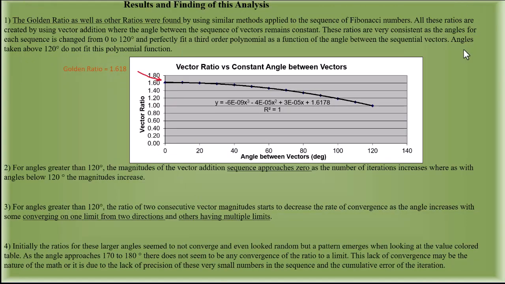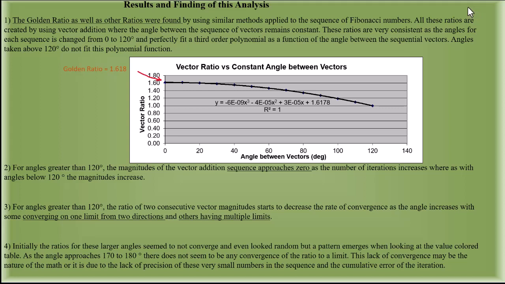Okay, in conclusion, I think the biggest interesting point here is that the ratios fit a third order polynomial. They decrease and they fit a third order polynomial up to 120 degrees. Once you get up above 120 degrees, they don't fit that nice curve. So something unique about the 120 degrees. And then to repeat, as the angles get greater than 120 degrees, the magnitudes of the vector addition sequence approach 0 as the number of iterations increase, whereas below 120 degrees, the magnitudes increase.